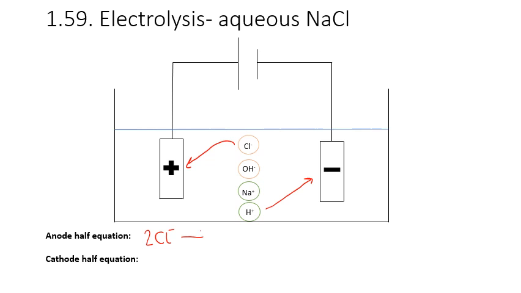We'll have 2 of them. Each one will lose an electron, and it will form Cl2 gas. And at the cathode, hydrogen ions will gain electrons and form H2. Now, of course, because we've got H2, we need 2 H+ ions and 2 e- electrons.